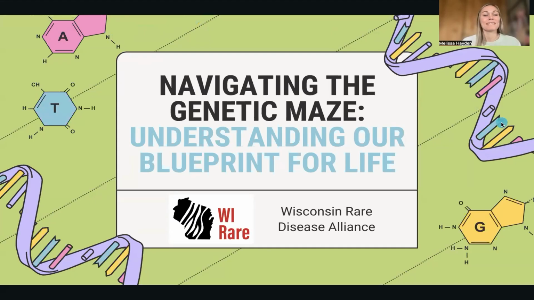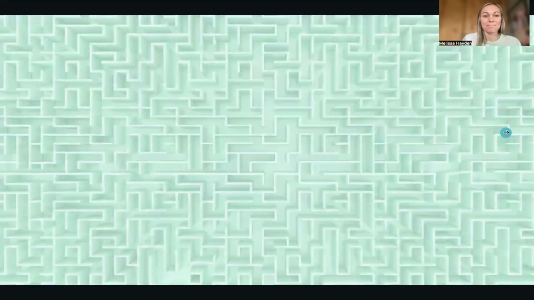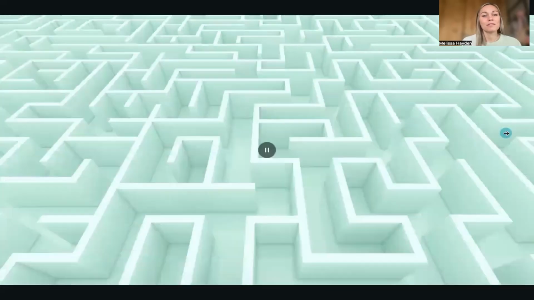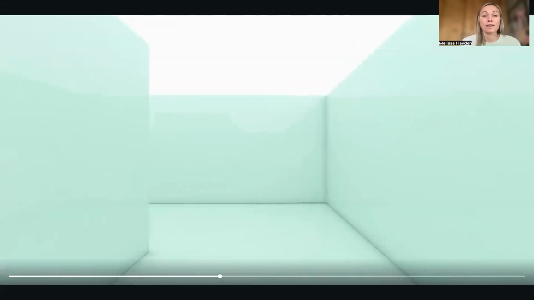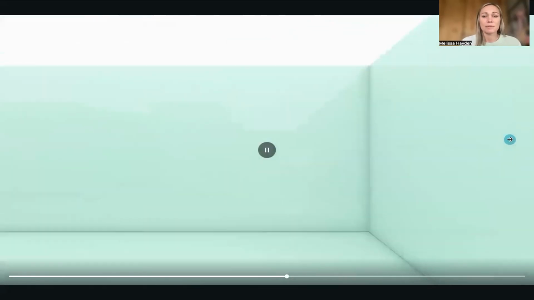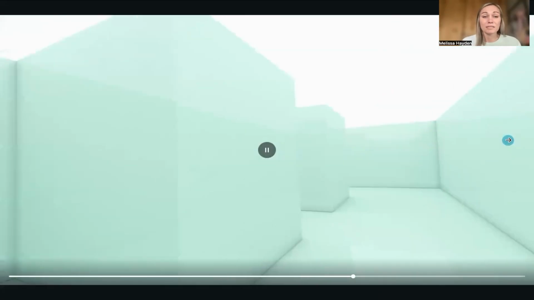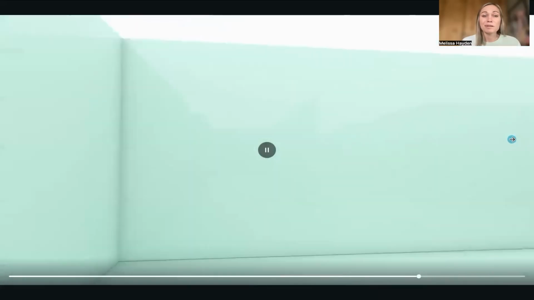Navigating the genetic maze, understanding our blueprint for life. Welcome to the fascinating world of genetics, where every twist and turn can lead to new discoveries about who we are. Imagine navigating a complex maze, with each path representing different aspects of our genetic material. Let's embark on this journey together.